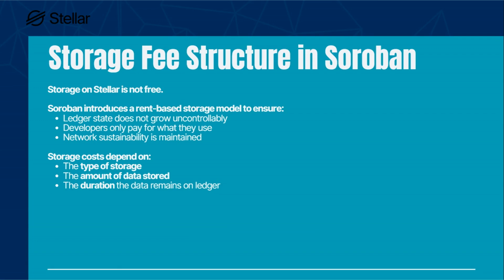There are two main fee categories. First is resource fees. These cover CPU instructions, memory usage, and storage rights. You pay these when your contract executes. And then there's the ledger rent. This is the ongoing cost of occupying ledger space. Think of it like renting an apartment. You pay monthly to occupy that space. There are three different types of storage, and I'm going to go into it right now.